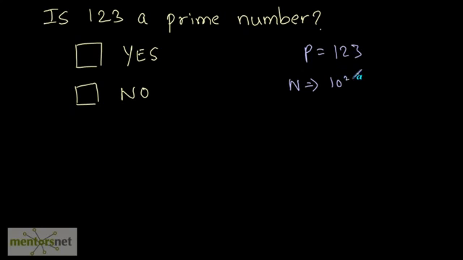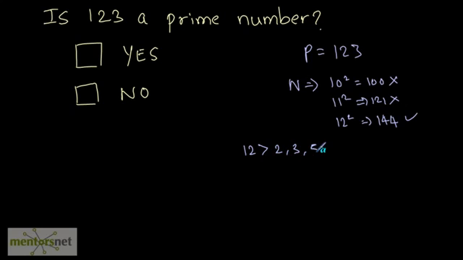So let's say 10 square equals 100, which is less than 123. 11 square is 121, which is also not going to work. 12 square is 144, which is going to work because it's greater than 123. So all prime numbers less than 12 are, let's start again, 2, 3, 5, 7, 11. So let's see if 123 is divisible by any of these numbers.